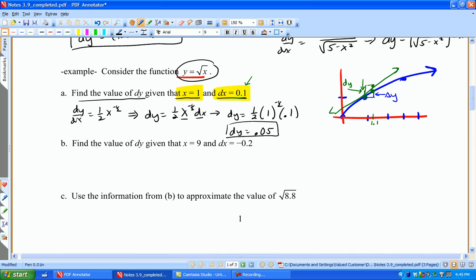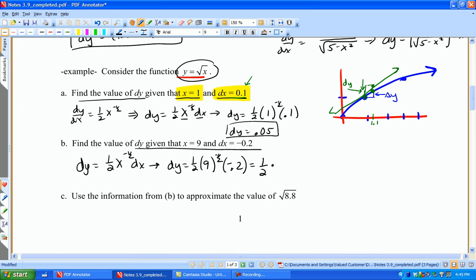Okay, letter B, let's try a similar one. Find dy given that x is 9 and dx is negative 0.2. Again, I already know dy is 1/2 x to the negative 1/2 dx. So dy is 1/2 of 9 to the negative 1/2 times negative 0.2. I'm going to work that out without a calculator. So that's 1/2. 9 to the negative 1/2 is 1 over the square root of 9, which is 3. Negative 0.2 is negative 2/10. If I work that out, I get negative 1 over 30.